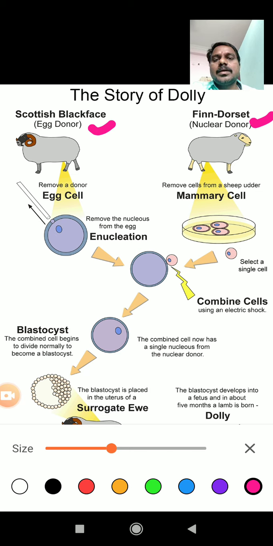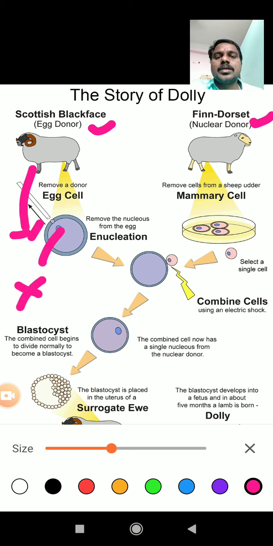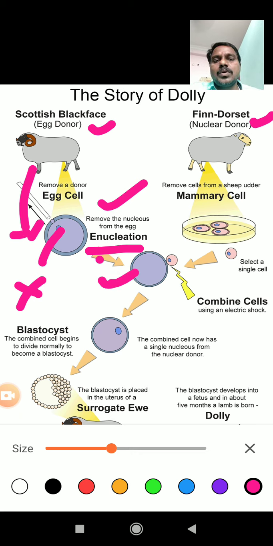They collect the egg cell from the egg donor and remove the nucleus. The removal of the nucleus is called enucleation. The egg that is formed is called an enucleated egg.